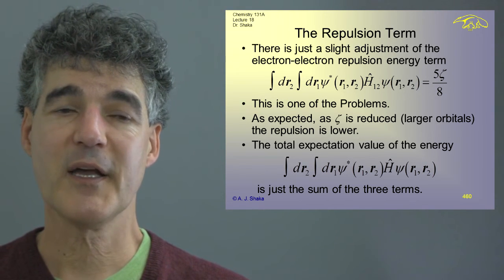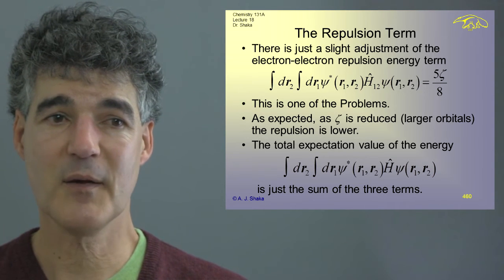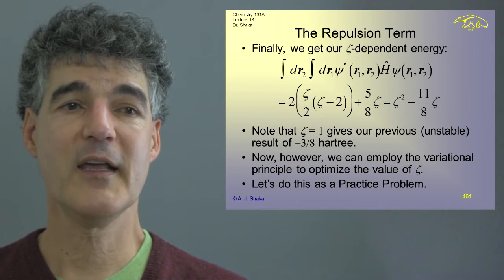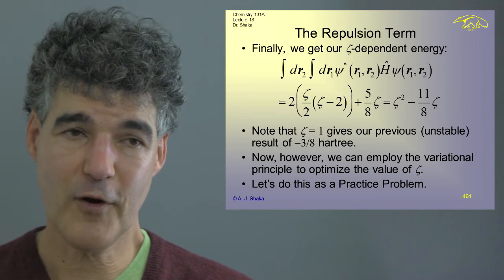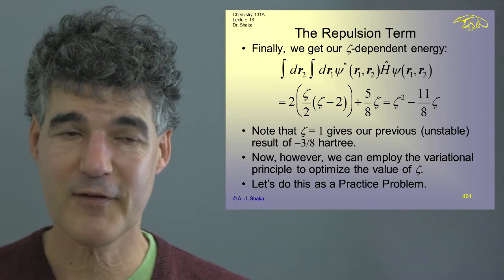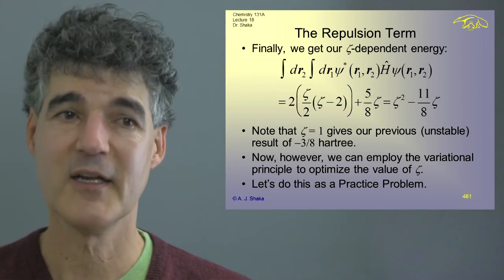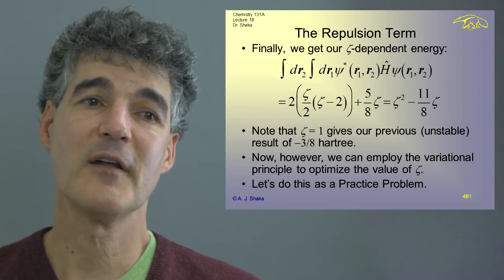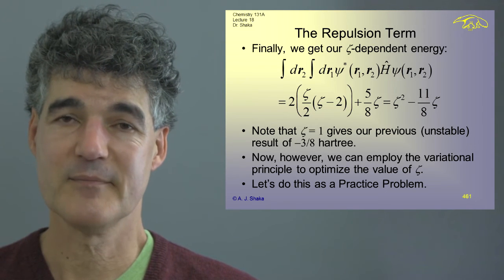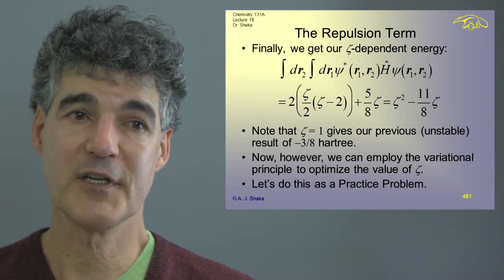The total expectation value of the energy then, as a function of zeta, is the sum of these 3 terms. And finally, we get this formula. When everything comes out in the wash, we add everything up and we do the algebra very carefully and don't make any errors. We get zeta squared minus 11 zeta over 8. That is the zeta-dependent energy.